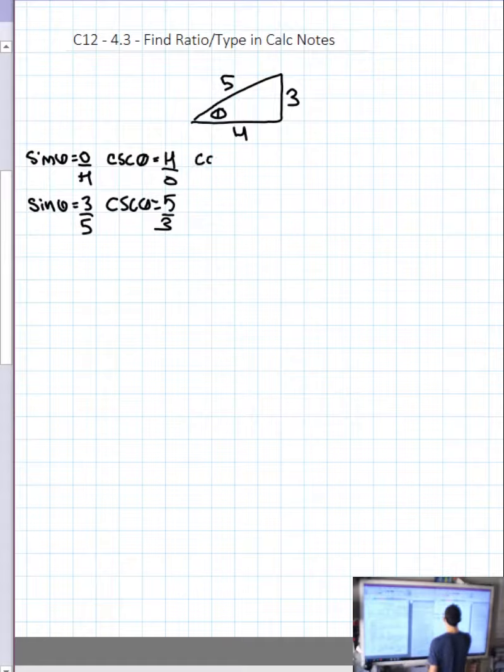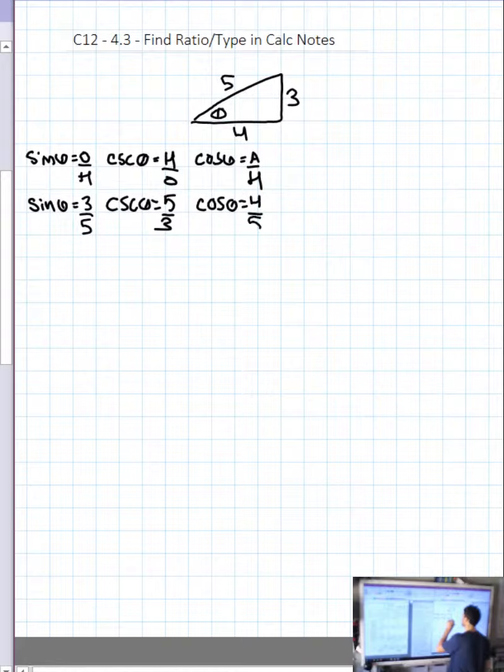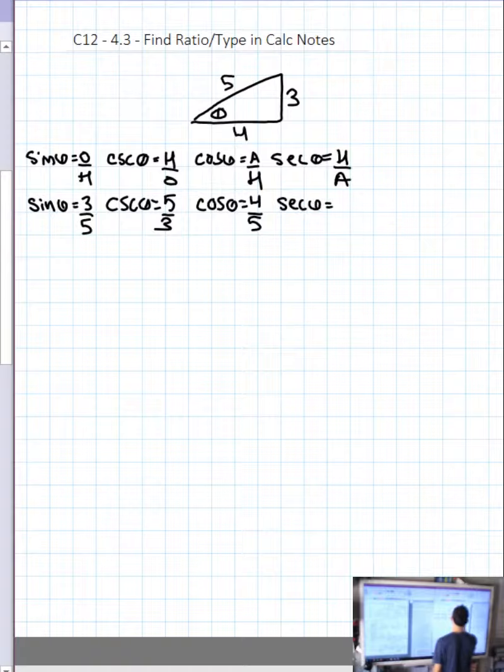Then we know cosine theta is equal to adjacent over hypotenuse, which would therefore be 4 over 5. Then we have a new trig ratio, secant theta. And that's the flip of cosine, so that's hypotenuse over adjacent. Therefore, secant theta would equal the flip of cosine, 5 over 4.